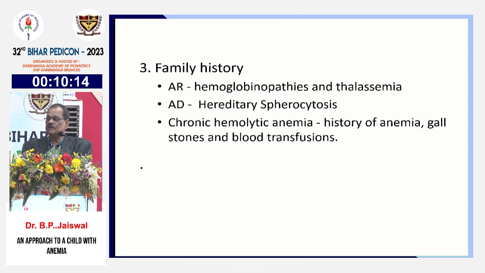Family history is important: autosomal recessive, hemoglobinopathies, and thalassemia. That is the mode of inheritance. Autosomal dominant: hereditary spherocytosis, chronic hemolytic anemia, history of anemia, gallstones, and blood transfusions. If repeated blood transfusion is going on, then you should be alert that this could be a case of hemolytic anemia.